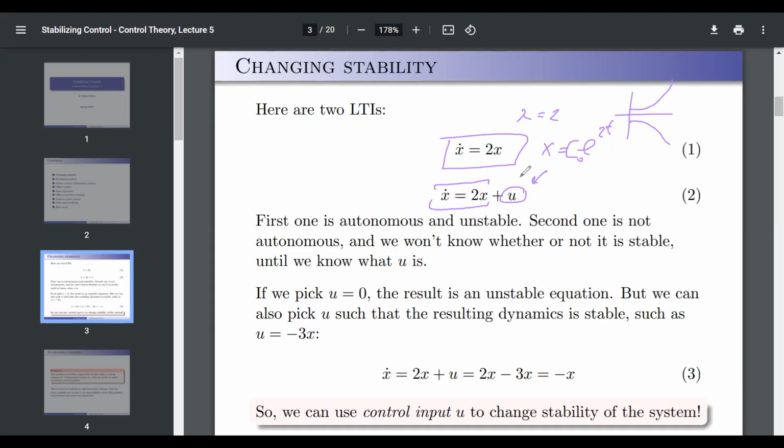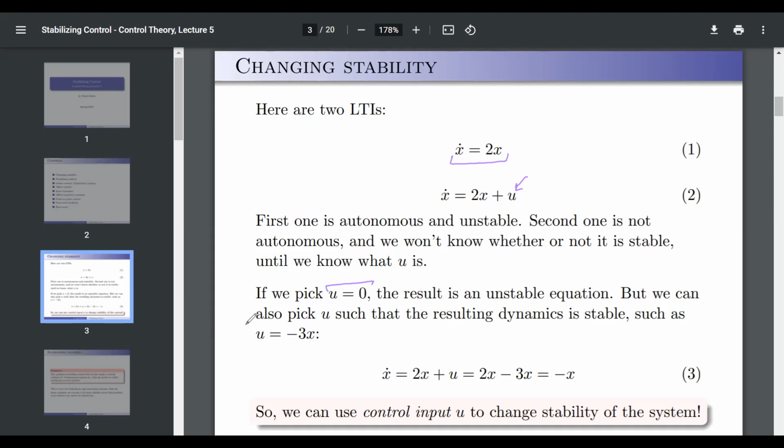So that is what we have so far. We know that this is unstable. This as a whole, we don't know. Okay, good. So just to reiterate, for us this is not new. This u here is input, right? But somehow we now realize that it influences stability. At least it can influence stability, because we discuss stability only in terms of this system, not in terms of this system. Okay. Now, if we pick u equal to 0, the result will be unstable.